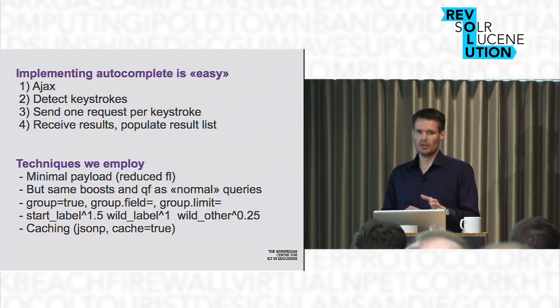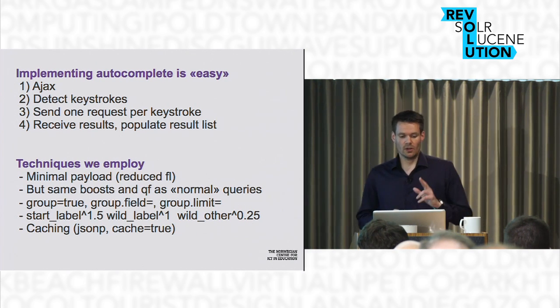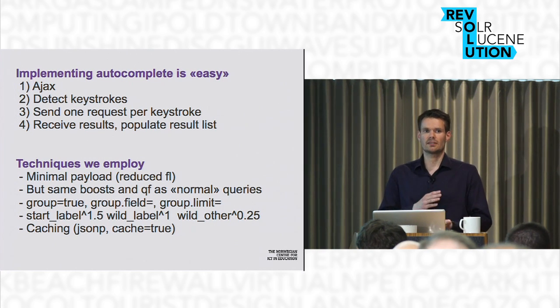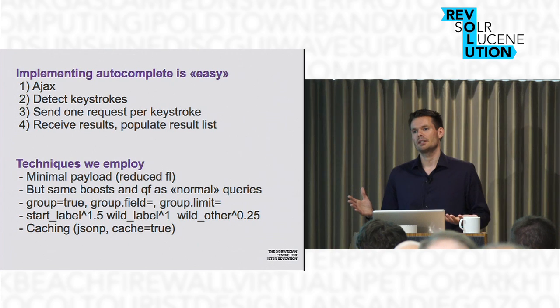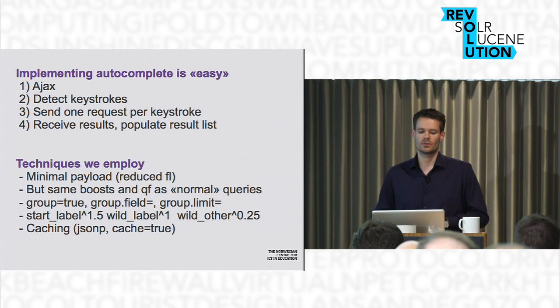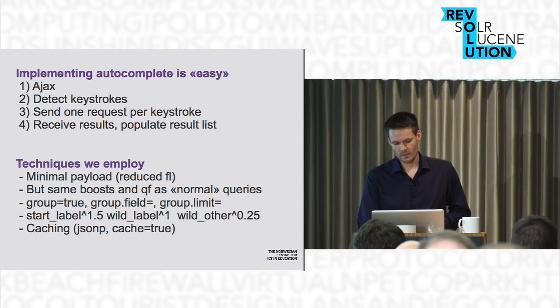I'll show you how we define these fields on the next slide. But first, also use caching. Caching is very important, because if the user writes lawyer and then decides to backspace once and write lawyer again, you'd really like to have that lawyer cached. And the browsers will take care of you if you use, for instance, JSONP correctly with jQuery.